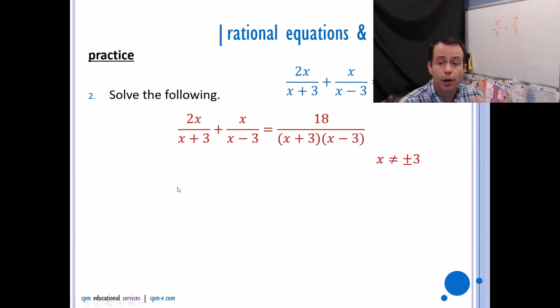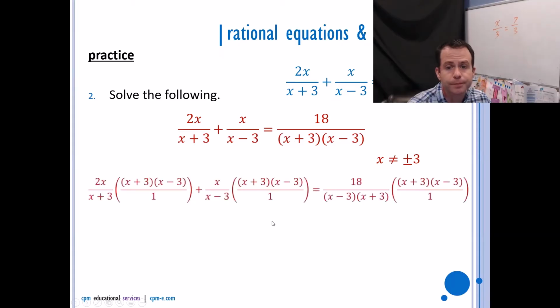Now, my common denominator is going to be x plus 3, x minus 3. So either I just multiply everything by x plus 3, x minus 3, or I rewrite this as common denominators first. Okay, I chose to multiply everything by the common denominator. When I multiply this first term, my x plus 3's are gone, so I'm left with 2x times x minus 3. On the second term, my x minus 3's are gone, and I'm left with x times x plus 3. And on the third term, both of them are gone, and so I'd be left with just 18.